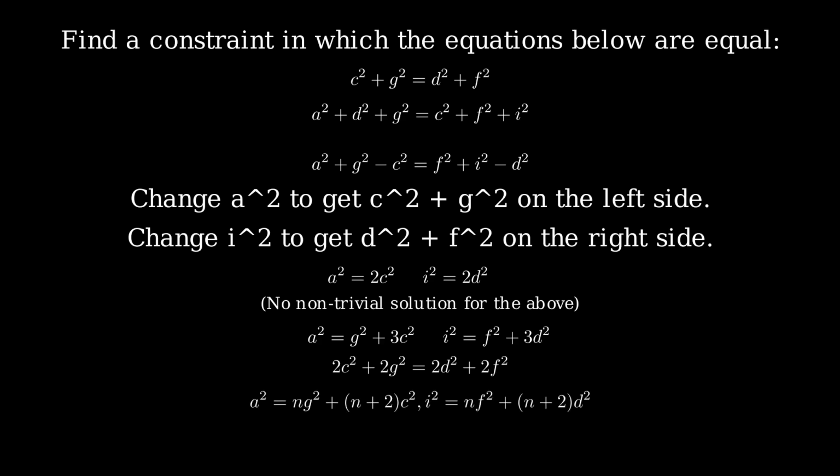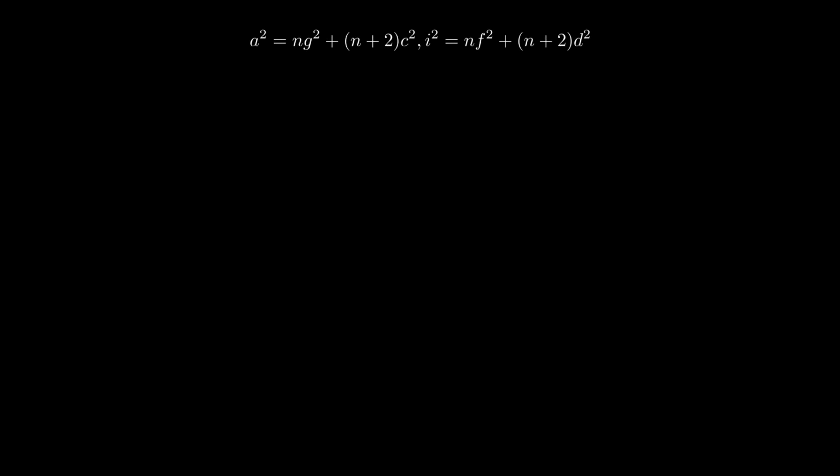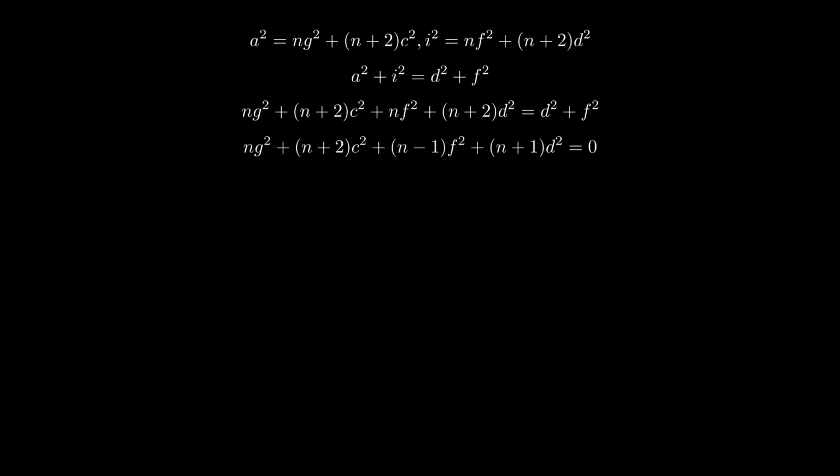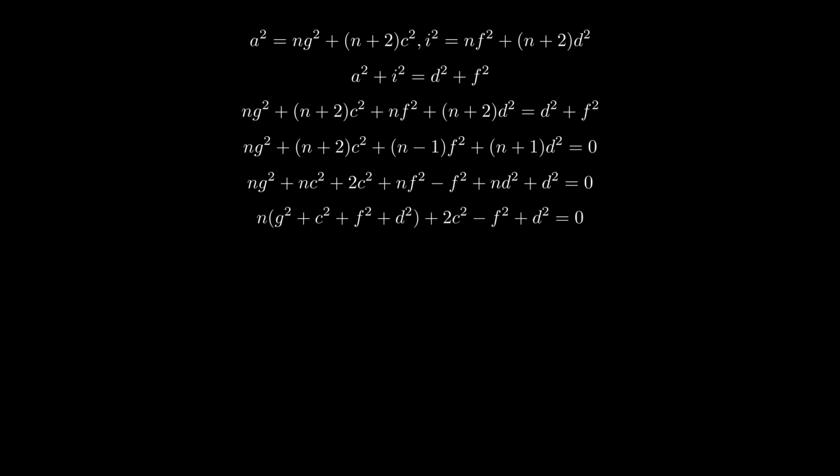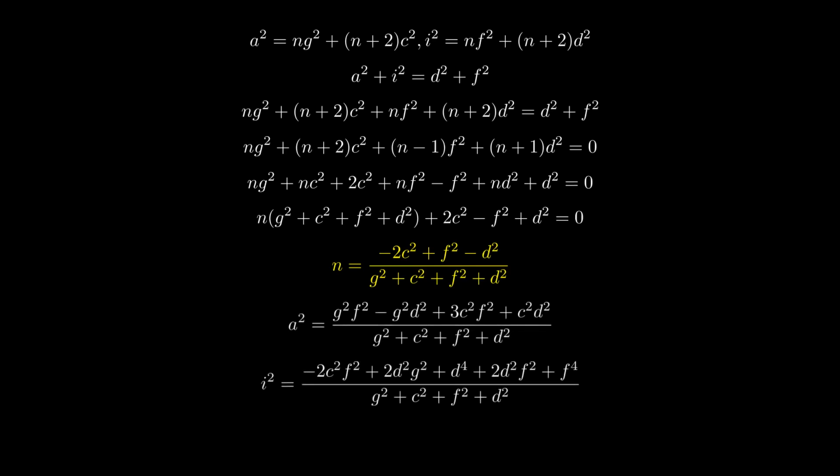The last equation is a full generalization of all the possible substitutions you can put in for a squared and I squared to get the first equation. At first, it might seem like a step backwards because we're introducing yet another variable. However, n does have a definite solution. Here I'm just using an equality that was found earlier, a squared plus I squared equals d squared plus f squared, and performing substitution on that. And now that n is defined, that could be substituted back into a squared and I squared to get an equation without n at all.